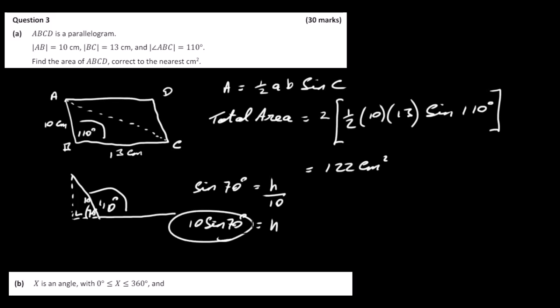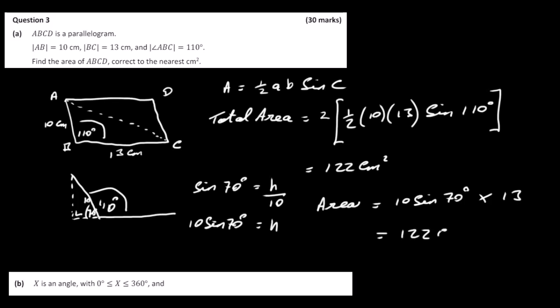This is the height of the parallelogram. All you've got to do is multiply that by the width, and that gives you the area. So the area then would just be 10 sine 70 degrees times 13. And you're also going to get 122 centimeters squared here.